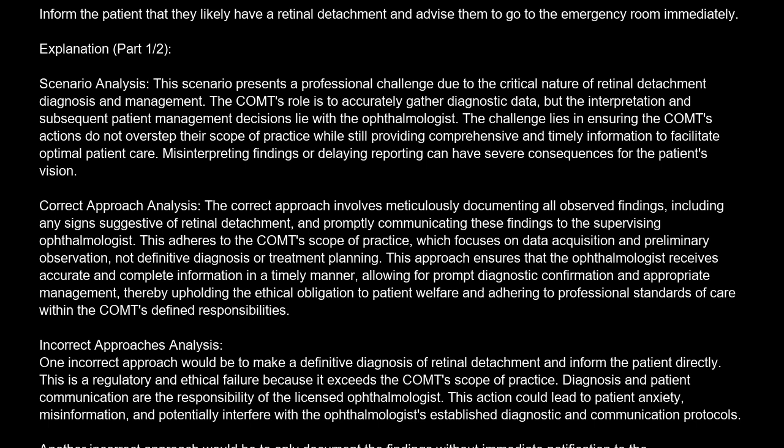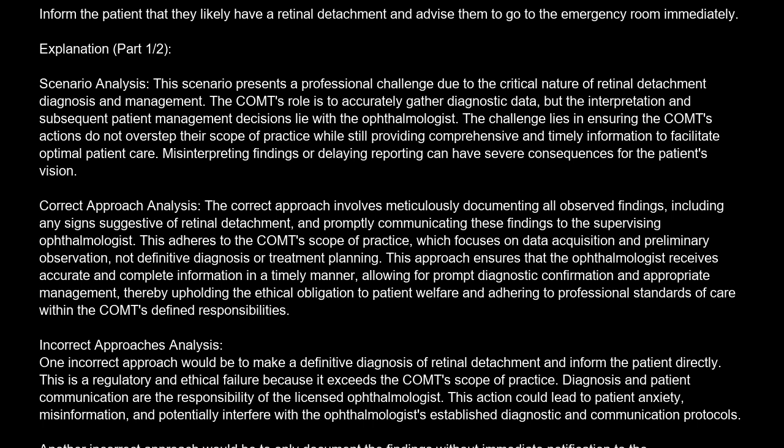Explanation. Scenario analysis. This scenario presents a professional challenge due to the critical nature of retinal detachment diagnosis and management. The COMT role is to accurately gather diagnostic data, but the interpretation and subsequent patient management decisions lie with the ophthalmologist. The challenge lies in ensuring the COMT actions do not overstep their scope of practice, while still providing comprehensive and timely information to facilitate optimal patient care. Misinterpreting findings or delaying reporting can have severe consequences for the patient's vision.